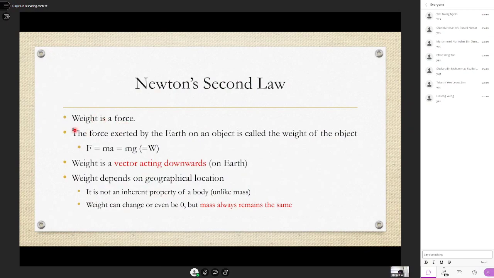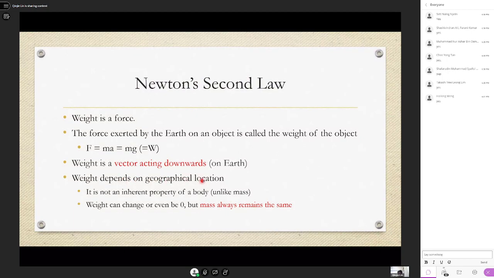Weight is a force. We all know what weight is, but it is actually a force, which is what we are studying now. The force exerted by Earth on an object is the weight of the object. Just now we learned F equals ma, correct? If you look at this form, weight equals mg. So it's actually in the same form. F equals ma, but when we look at weight, the acceleration that we are dealing with is actually g. So you see it's in the same form. mg is actually ma also. Weight is a vector acting downwards towards Earth.